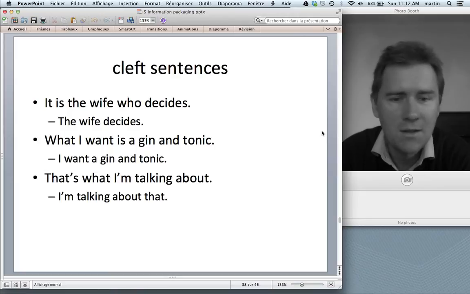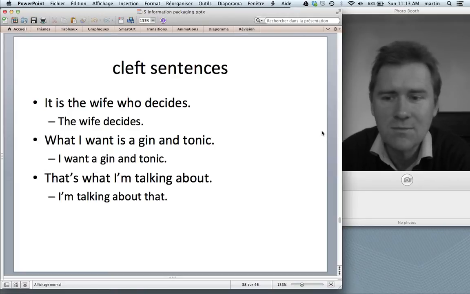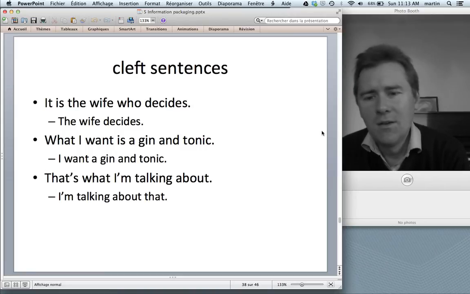And then there's a lesser variety of clefts, the TH cleft. That's what I'm talking about. Or reverse clefts, it's sometimes called. I'm talking about that.